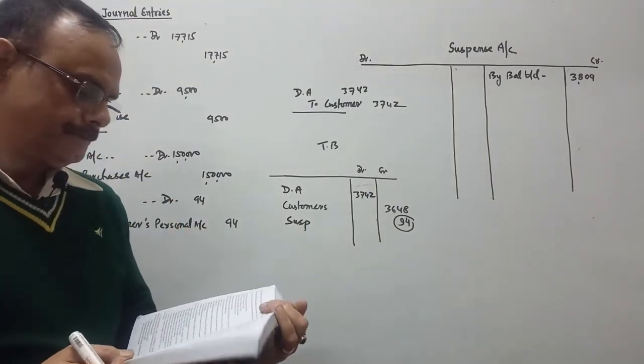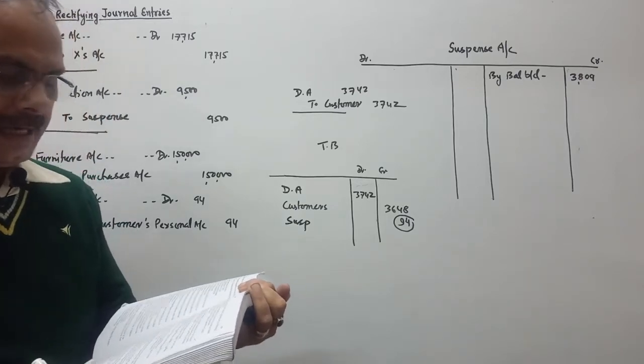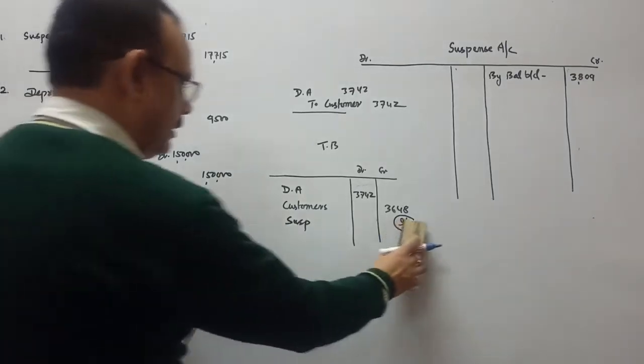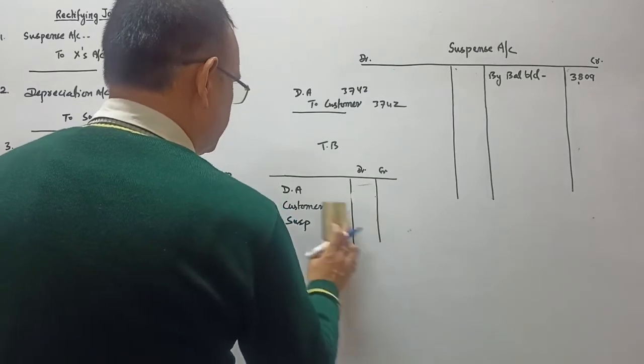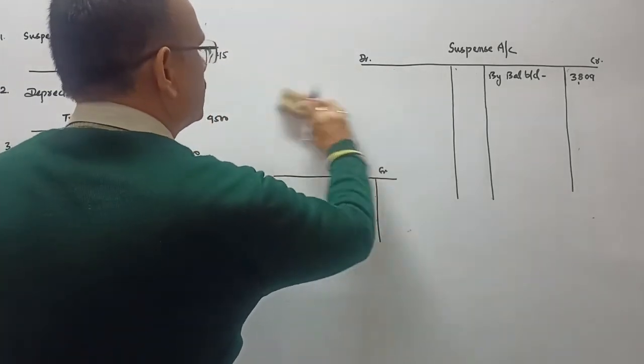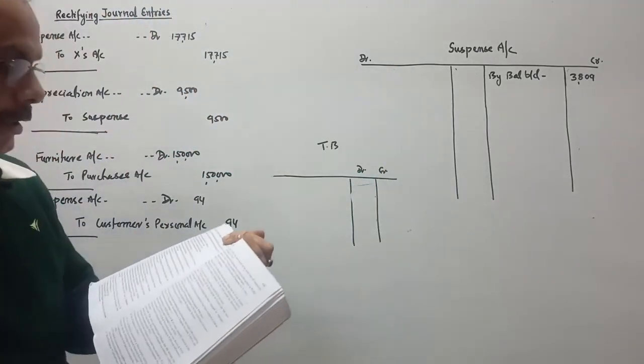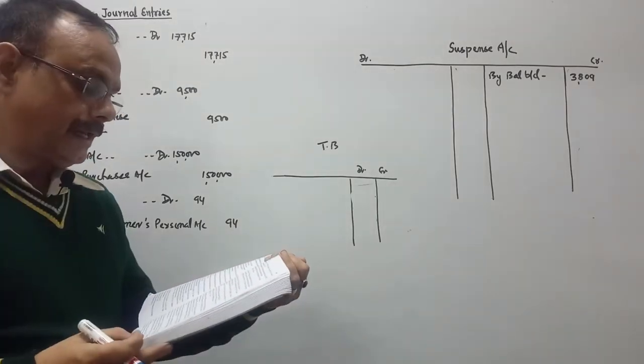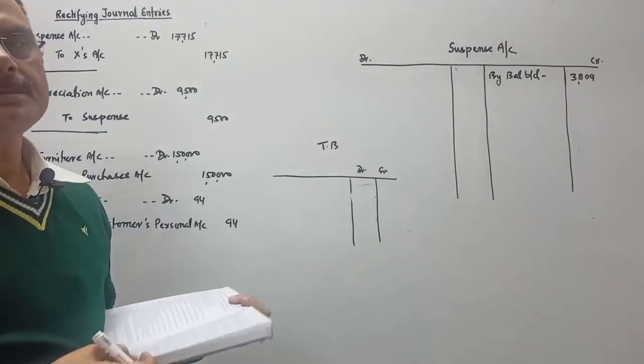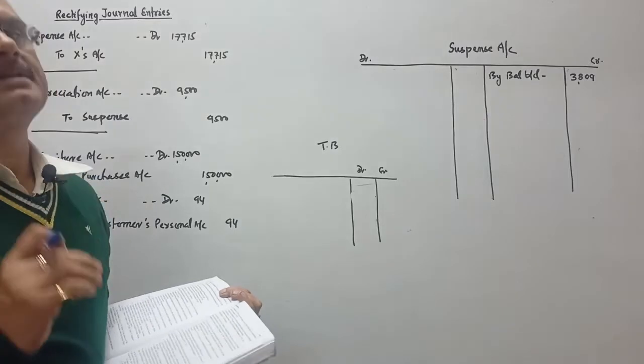Now next is a total of return inward. Now coming to the next, total of inward return. Inward return means sales return.